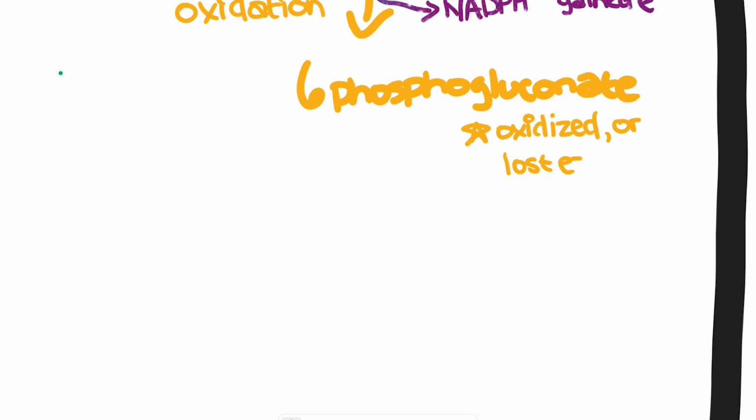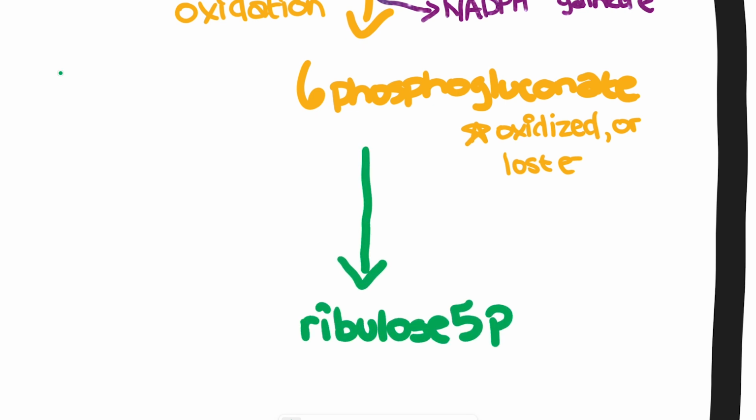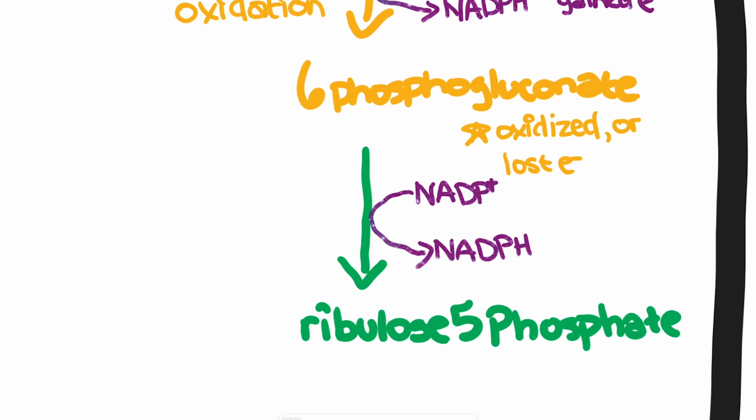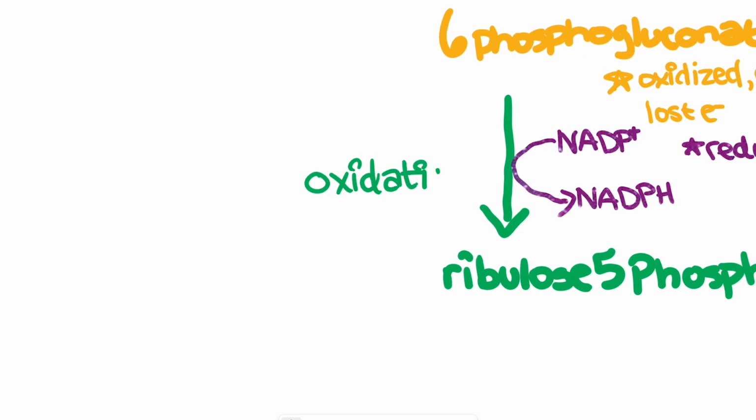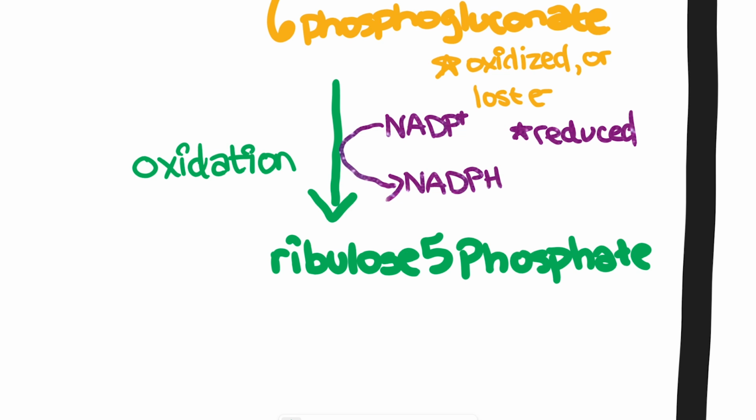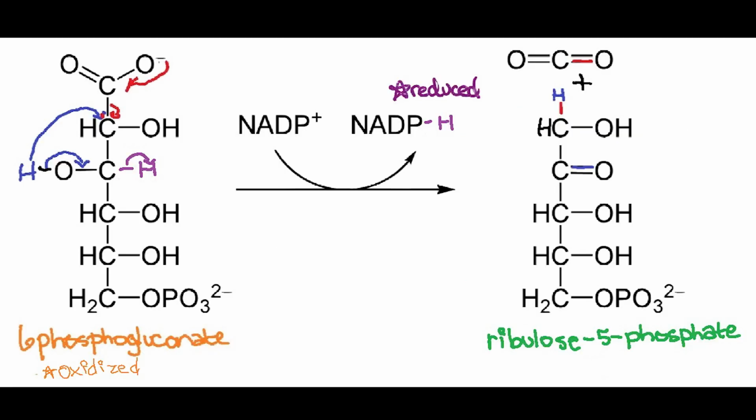The next step in the pentose phosphate pathway is 6-phosphogluconate getting converted into ribulose 5-phosphate. This is another step in which NADPH is made from NADP+, which means an electron is gained and NADP+ is reduced. And at the same time, 6-phosphogluconate is oxidized. You can see this reaction in more detail here.